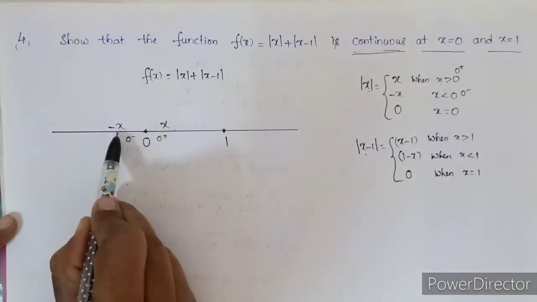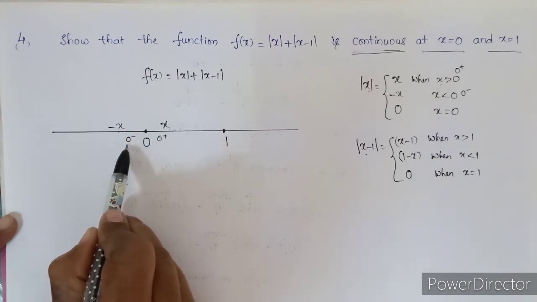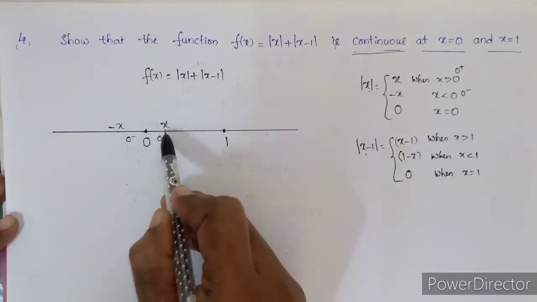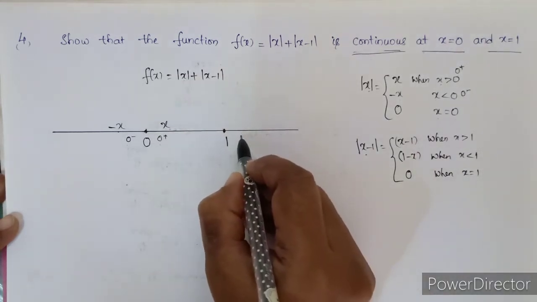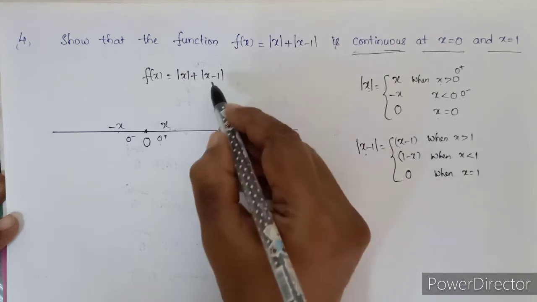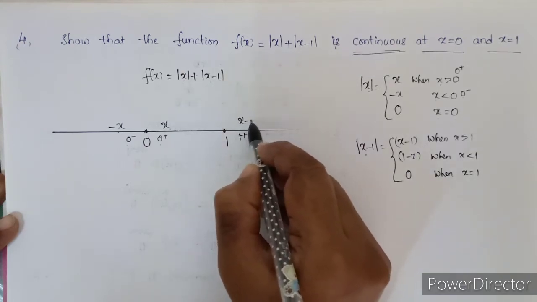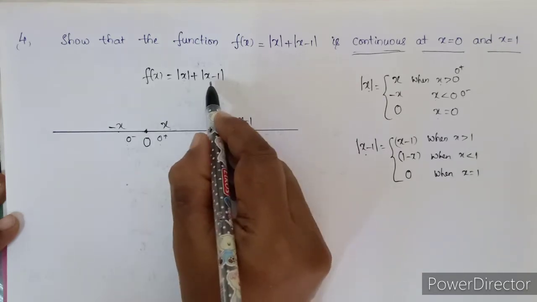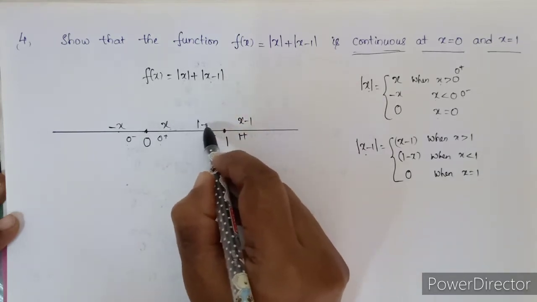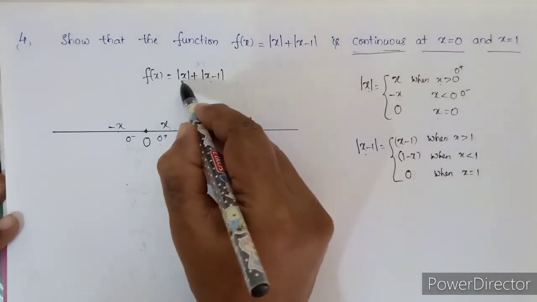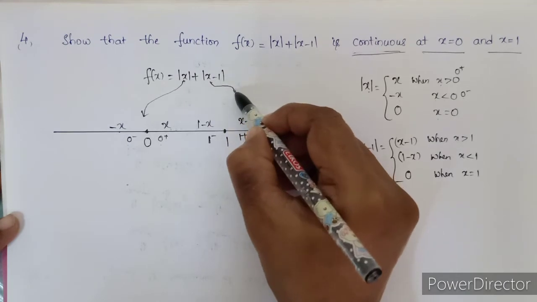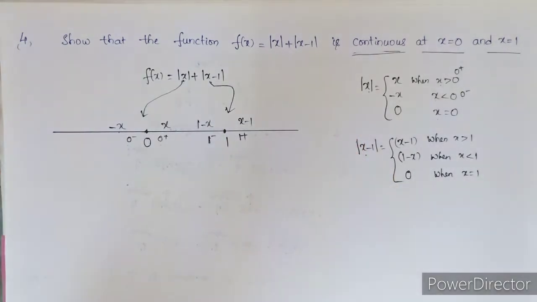So we write mod x as minus x when x is tending to 0 minus. When x is in 0 plus, the positive neighborhood of 0, we should write mod x as plus x. In the same way, when x is greater than 1, we write mod of x minus 1 as x minus 1. When x is in the negative neighborhood of 1, we write mod of x minus 1 as 1 minus x. We are splitting mod x like this and mod of x minus 1 like this.